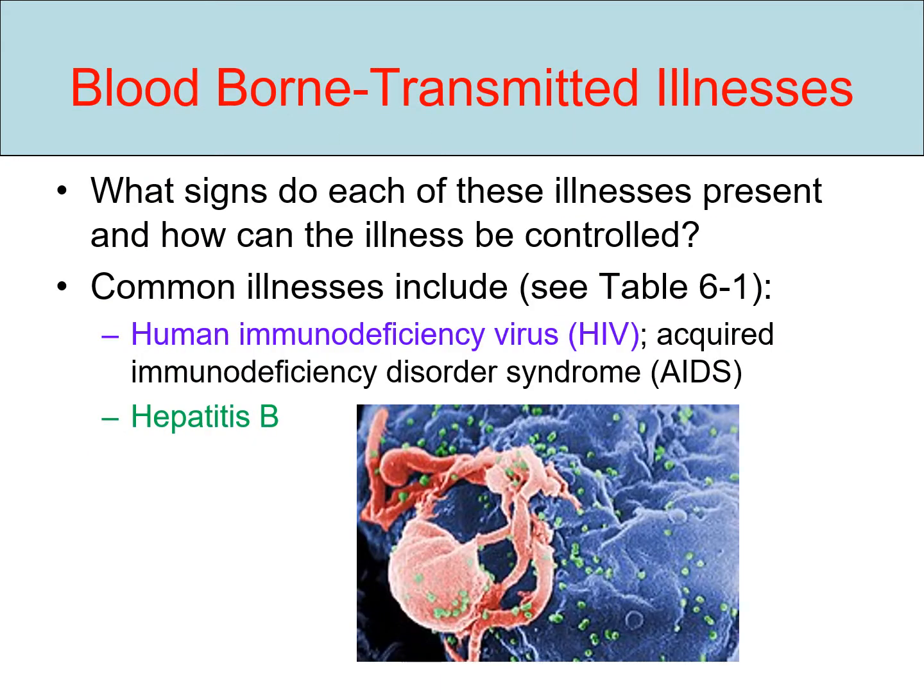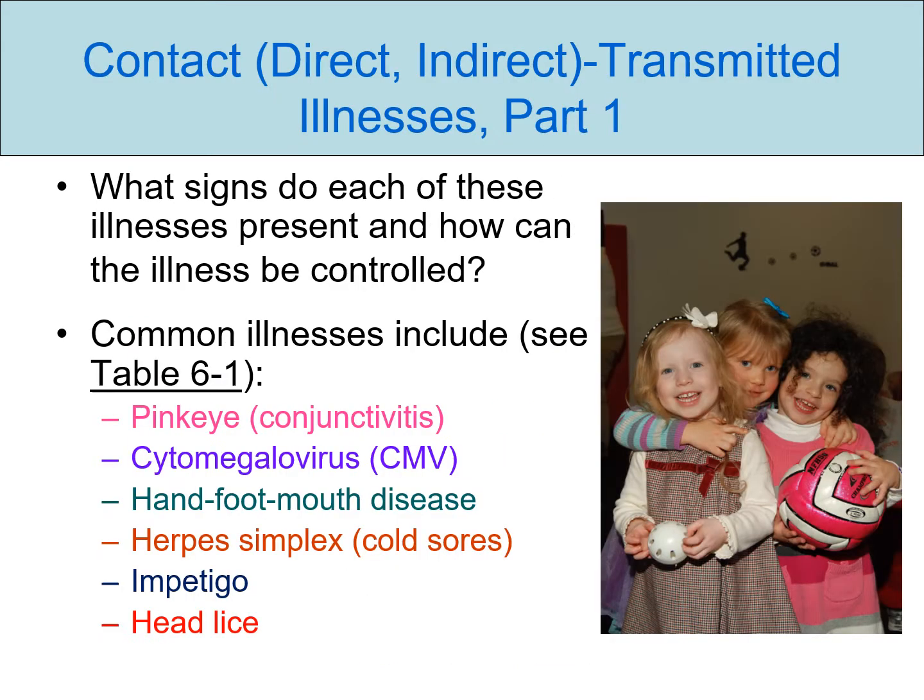Some bloodborne illnesses are transmitted through the blood. You can find, again, information on table 6-1 in your chapter. HIV, acquired immune deficiency syndrome, which results in AIDS, and hepatitis B are bloodborne transmitted illnesses. And then contact transmitted through indirect or direct methods. Again, table 6-1: pink eye, impetigo, head lice, herpes simplex or cold sores.